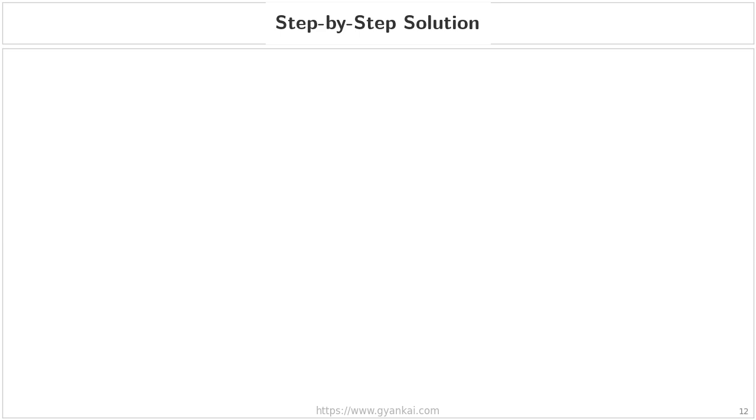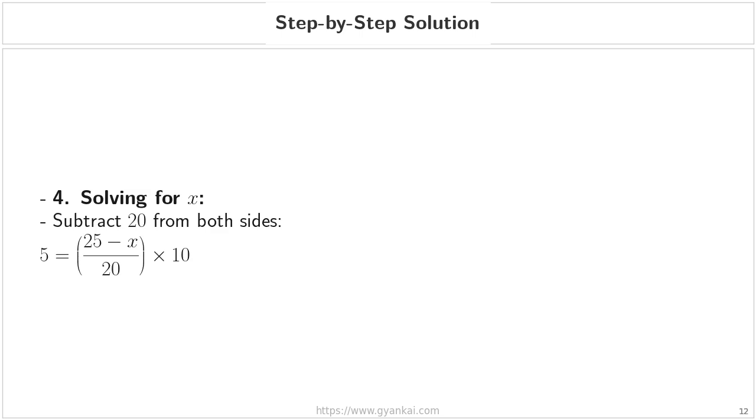Step-by-step solution. Now that we have substituted all our known values into the median formula on the previous slide, let's move on to step 4, where we actually solve for our first unknown, X. Starting with our equation, we have 5 equals the quantity, 25 minus X, all over 20, multiplied by 10. To begin isolating X, our first step is to subtract 20 from both sides of the equation. This leaves us with 5 equals the quantity, 25 minus X, over 20, multiplied by 10.